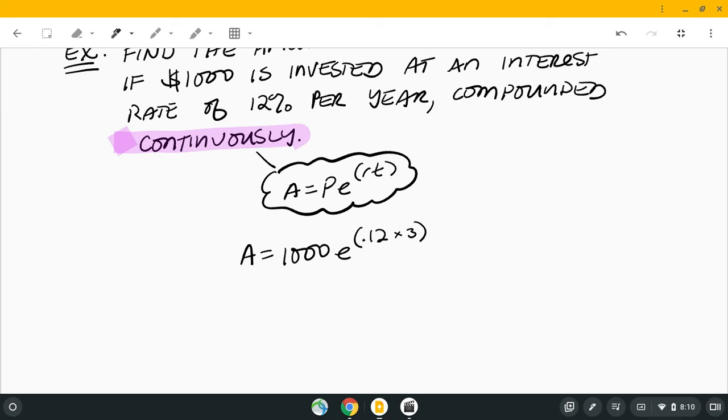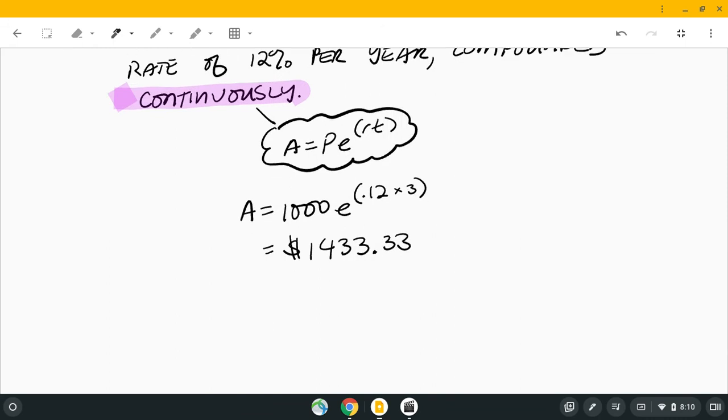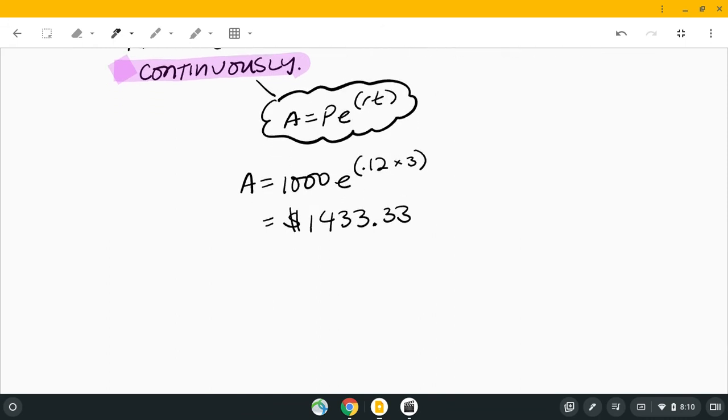If you punch this into your calculator, you'll get roughly $1,433, and now we get 33 cents. So we do get more, not much more, but we do get more than when it was compounded daily, which is what we expected. We expected that if the interest was happening more often, we should be making more money, and we actually do.